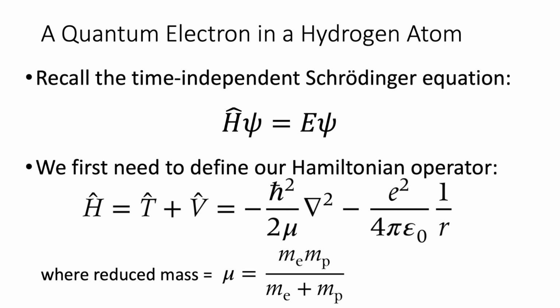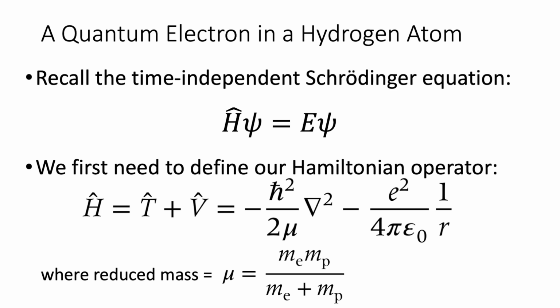And then the question is, well, what function or family of functions satisfies this? That's what we're trying to solve. So we need to define our Hamiltonian operator, which is going to be the sum of the kinetic and potential energy, right? That T plus V, that's what that means.